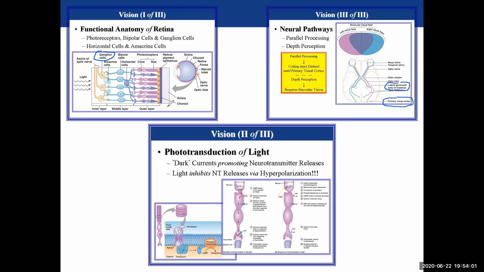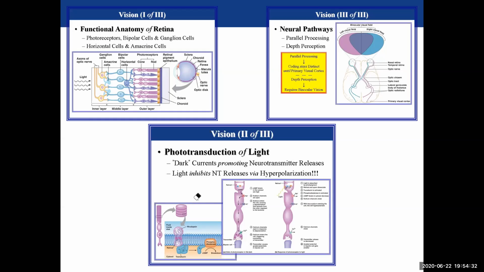So that's a summary of the pathway for visual perception. What I want to do is the physiological component, which is very important, down here, the second panel. Phototransduction of light. So what we have is on this picture. Let's focus on here.